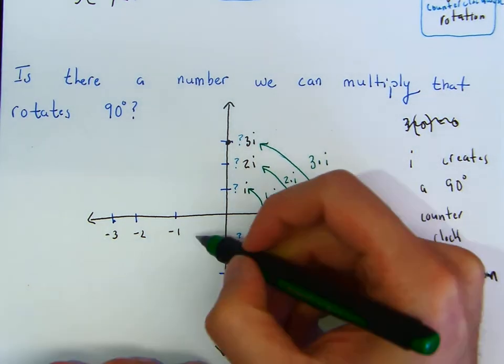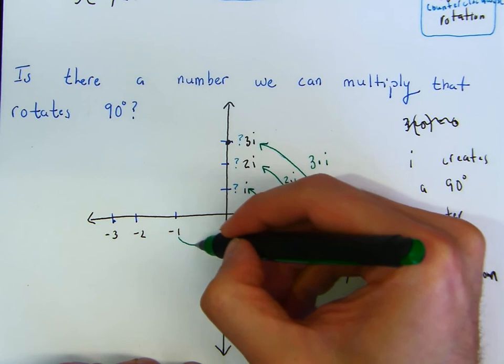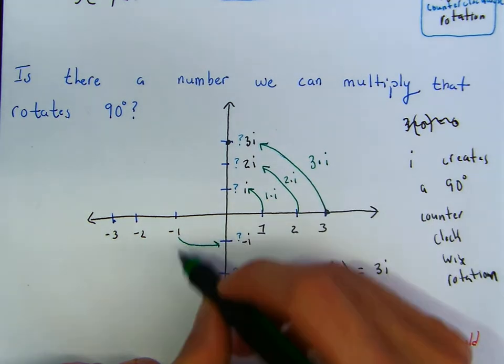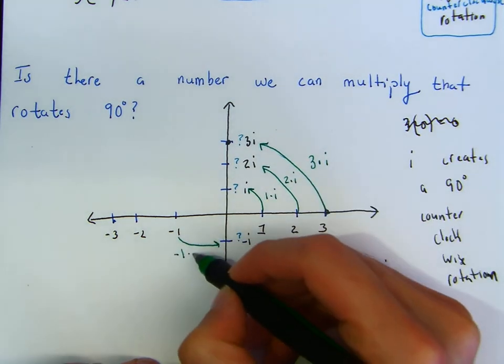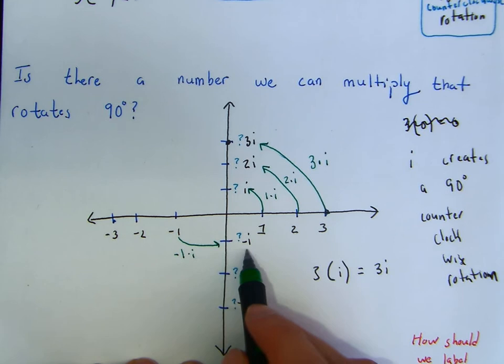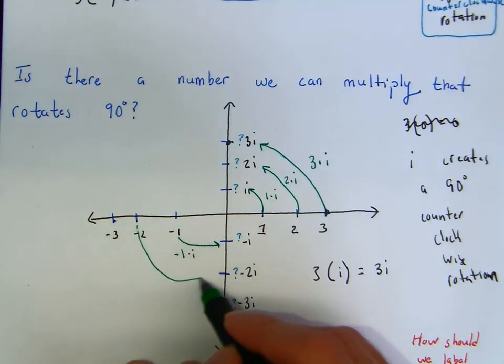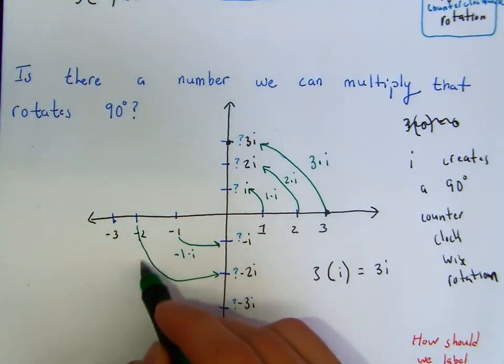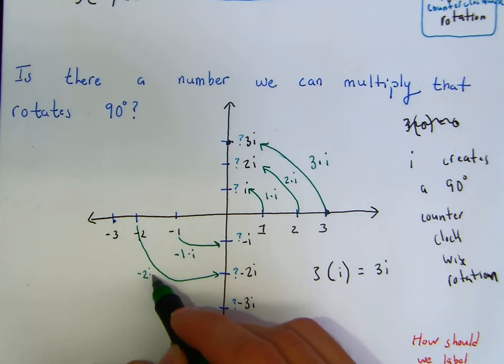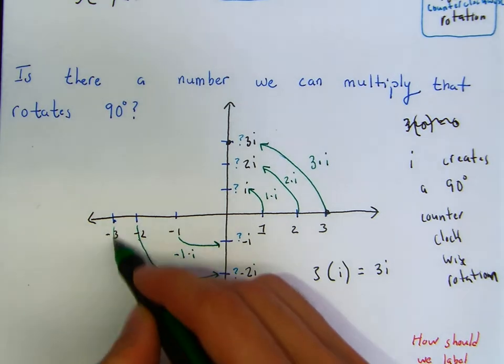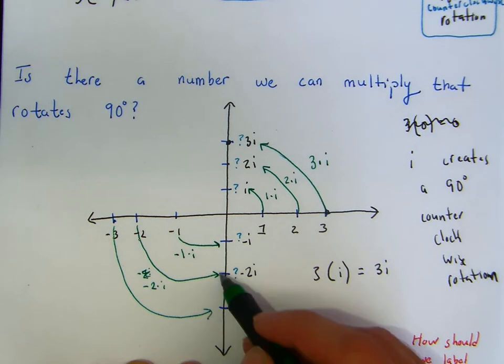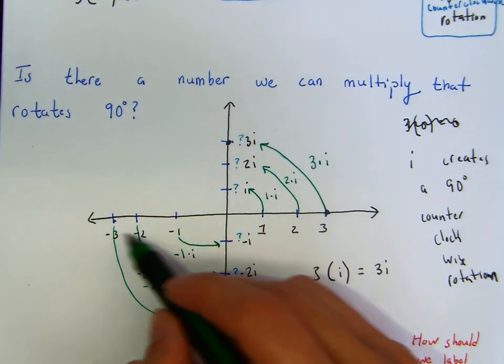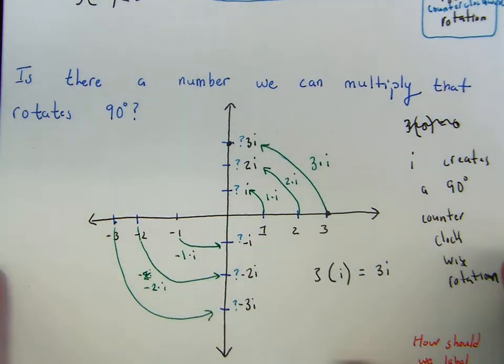And same idea here. If I take -1 times I, it gives me -I. If I take -2 times I, it gives me -2I. And same idea here. Here it's just creating this 90-degree rotation. Okay? All right, let's continue.